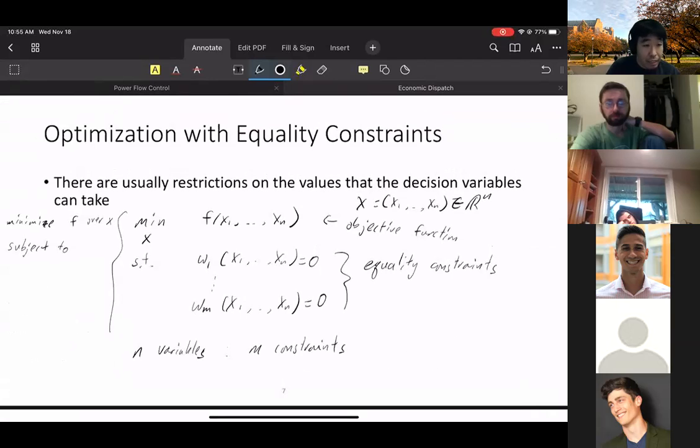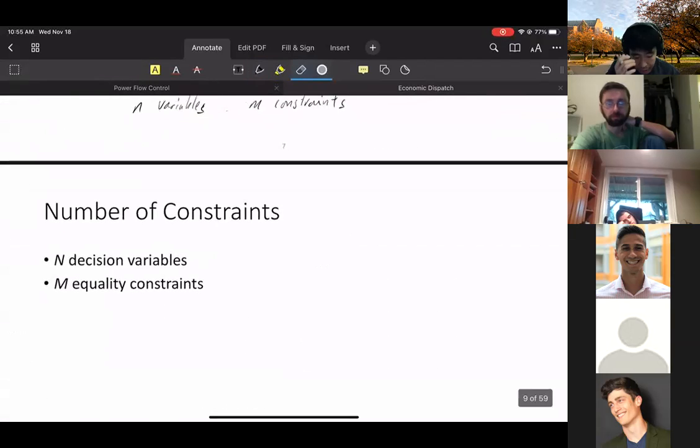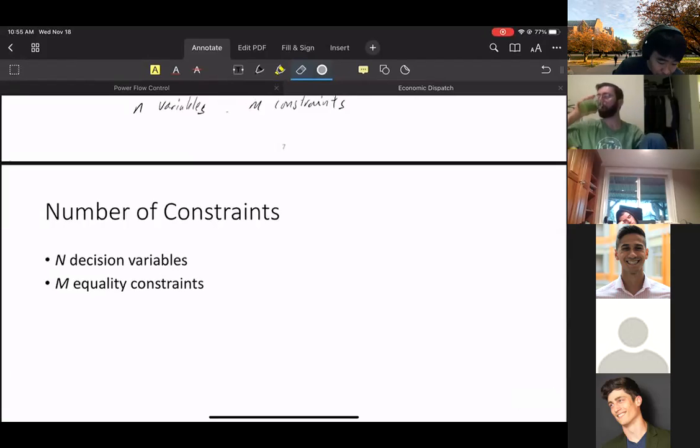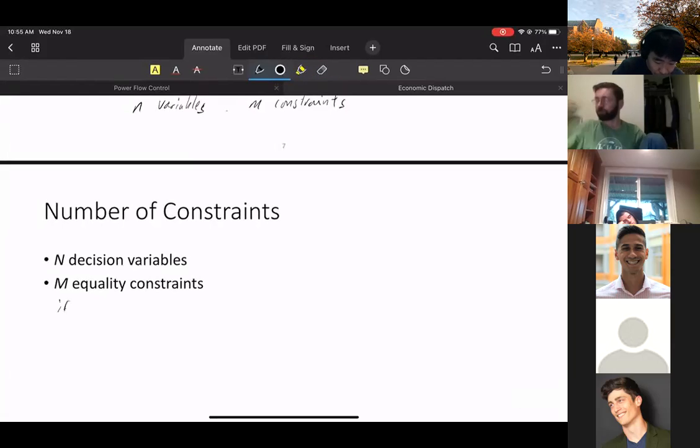All right, so let's do some basic equation counting first. I have n decision variables and m equality constraints. There are three possibilities, right? If m is greater than n, if you have more constraints than variables, what happens? I'll give you an optimization problem, but with more equality constraints than the number of variables you have. What happens in this case?